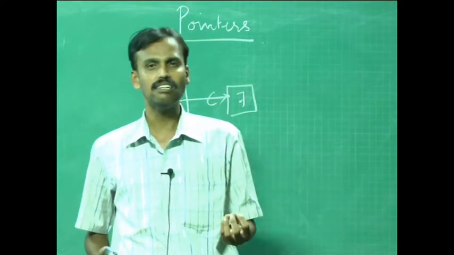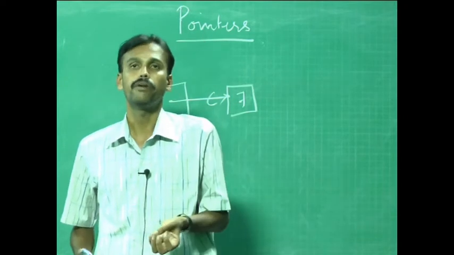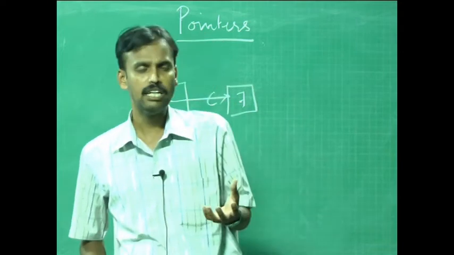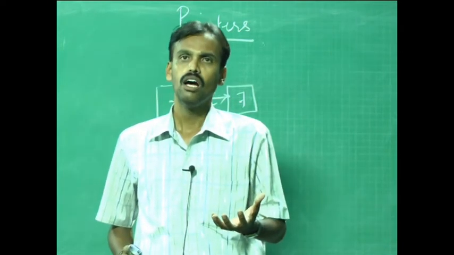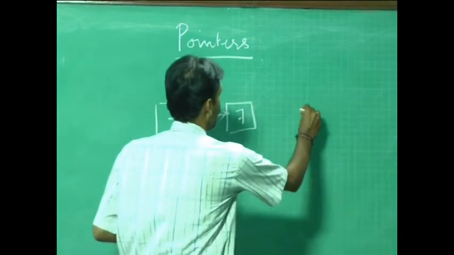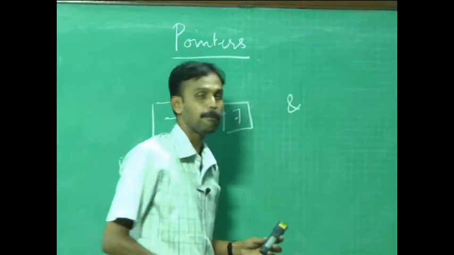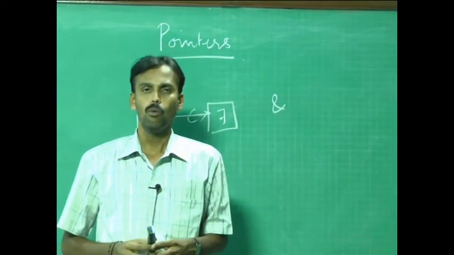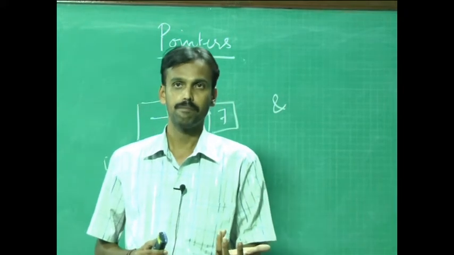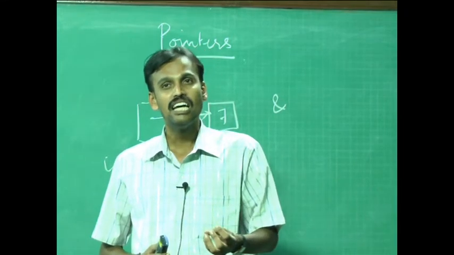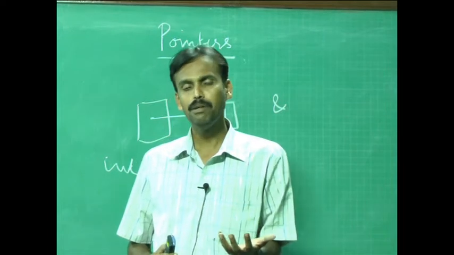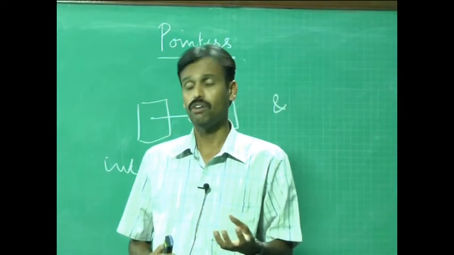Now let us have a glance at the various pointer operations. We make use of different operators within pointers. The next most commonly used operator within pointers is the ampersand symbol. What is the use of this? It is termed an address operator. It returns the address of an operand.